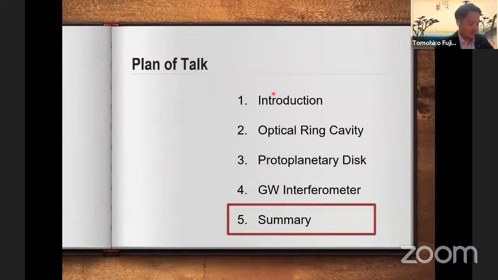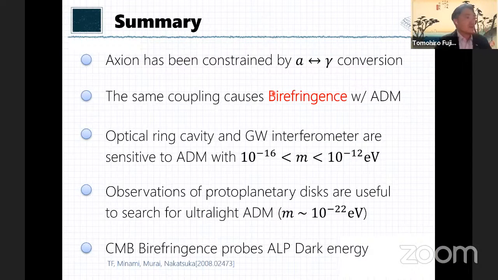Okay, it's time. Let me summarize my talk. Axion has been constrained by Axion-photon conversion by applying a magnetic field, like CAST. That was the conventional way Axion-photon conversion was used. However, the same coupling, the Chern-Simons coupling, causes axion birefringence in the case of Axion-like dark matter. If you have a background axion, photons get the influence of the Axion-like dark matter.